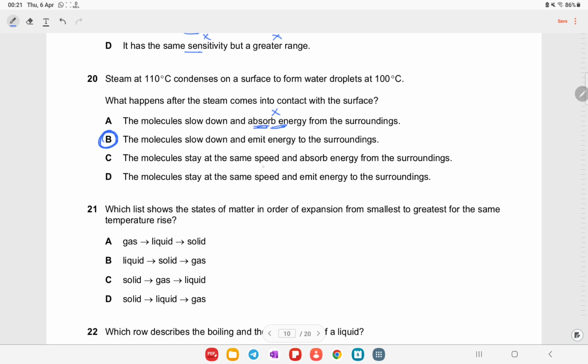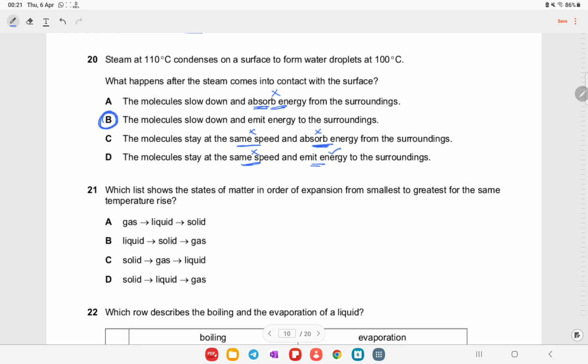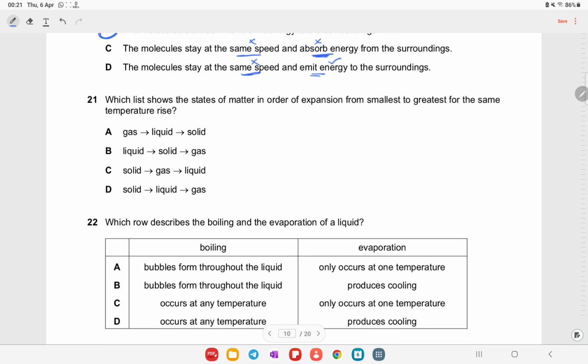The molecules stay at the same speed. No, the speed is reduced because the temperature drops when they emit energy. So obviously the speed is going to be reduced, and they do not absorb energy as well. So this is again wrong. The molecules stay at the same speed and they emit energy. Yes, they do emit energy, but the speed is going to be reduced. So option B is your right answer. So I was right.